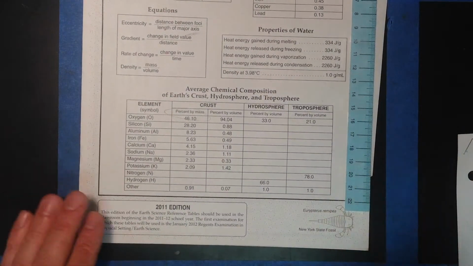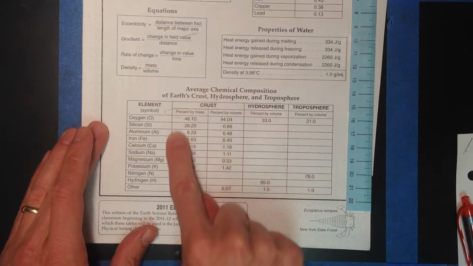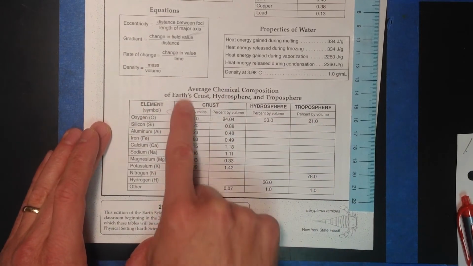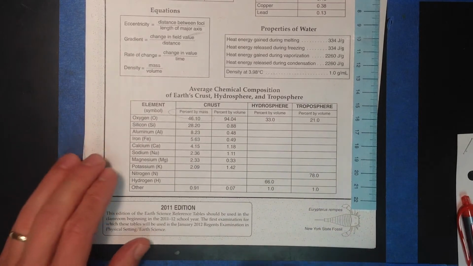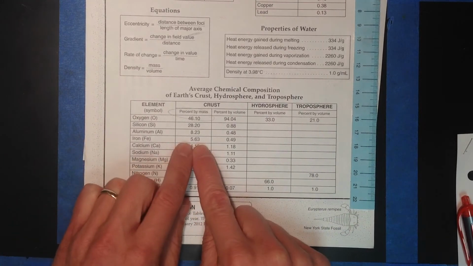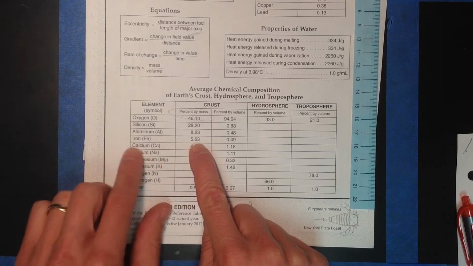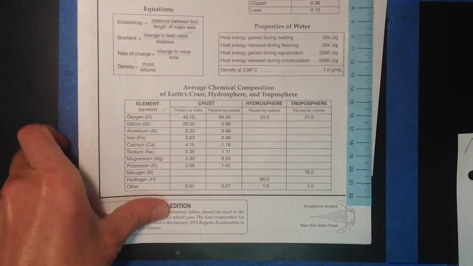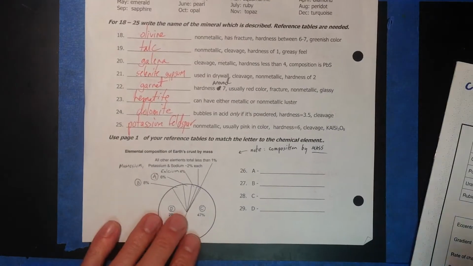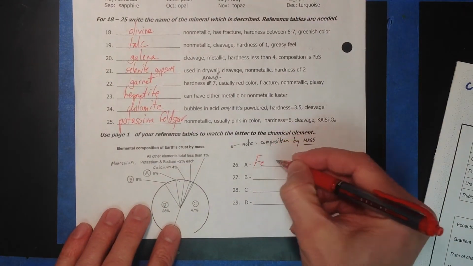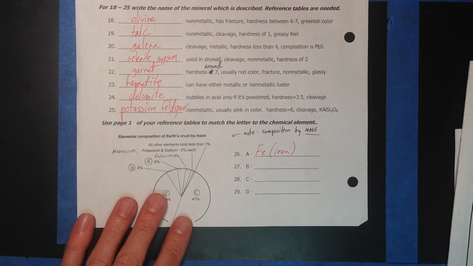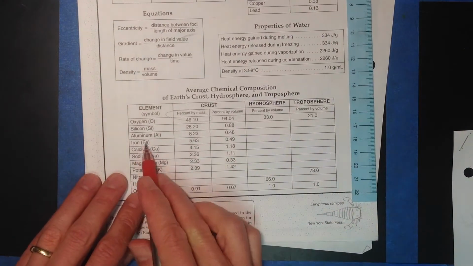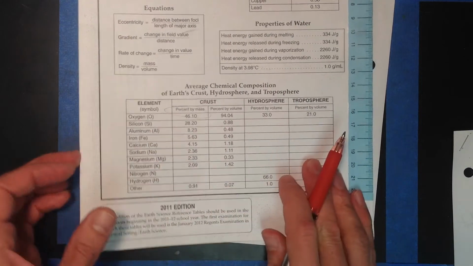You have to really know where to look. You look here, crust. These are the elements, this is the crust, this is mass, this is volume. What's 6%? You've got to use a little thinking here. 5.6 would round to 6, so it's going to be iron for the first one, Fe, which is iron. B, 8%. 8% right here is aluminum, Al.